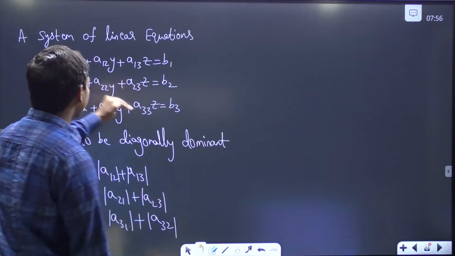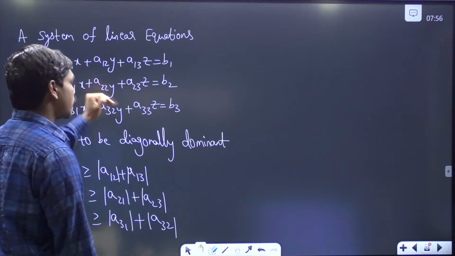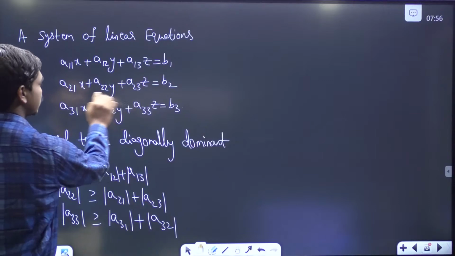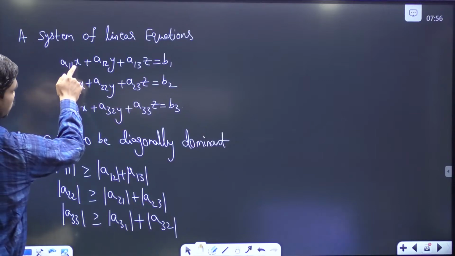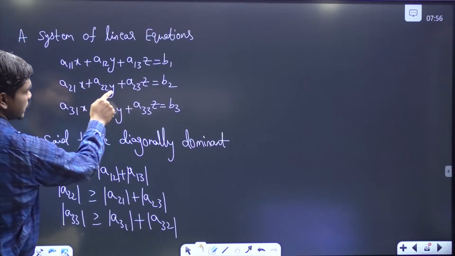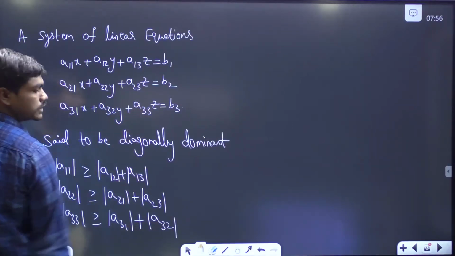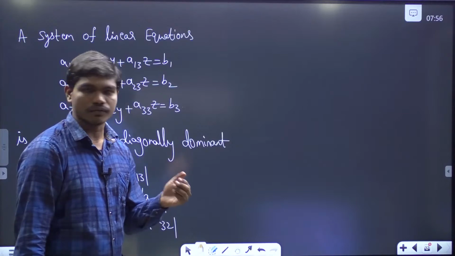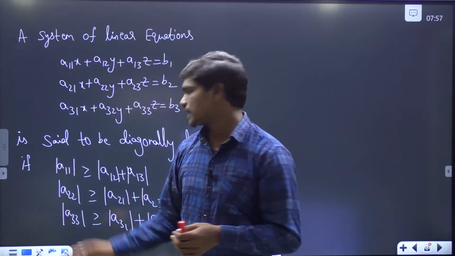It means the principal diagonal elements are scalars assigned to different variables in all the three equations. See, a11 is assigned as the coefficient to x. Similarly, here a22 is assigned as the coefficient to y, and a33 to z. So the principal diagonal elements are assigned to different variables, and they all satisfy this condition.